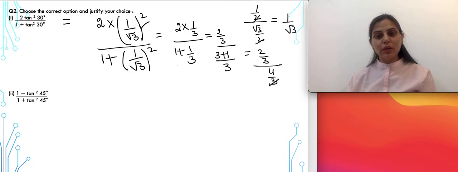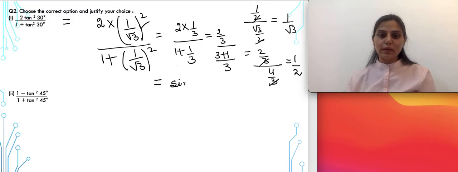Now clearly 3 and 3 can be cancelled, so this can be written as 2 by 4, which on cancelling will give you the value as 1 by 2. Now 1 by 2 is also the value for sine 30 degree. So from the given choices, you can take the correct choice.